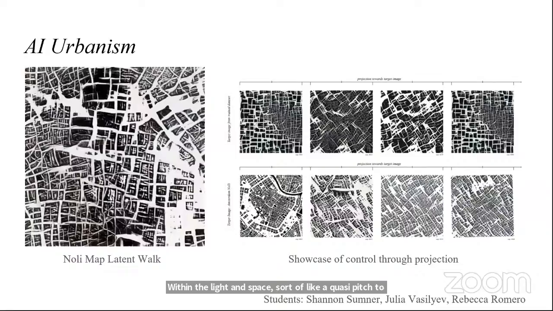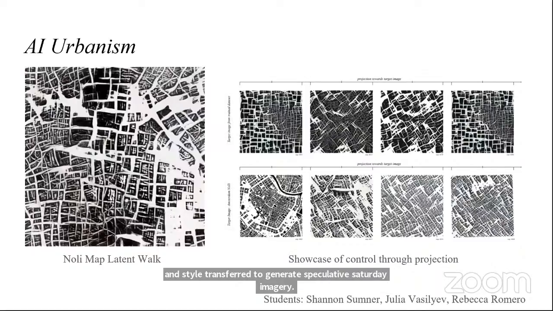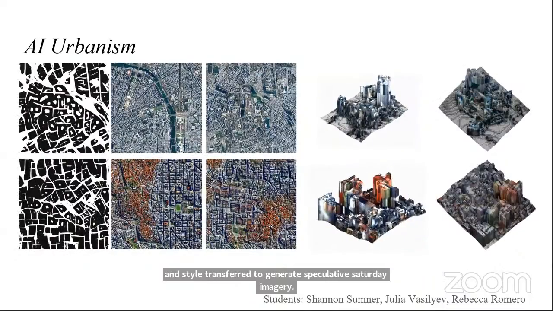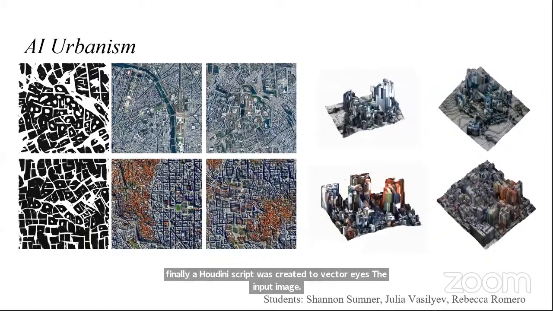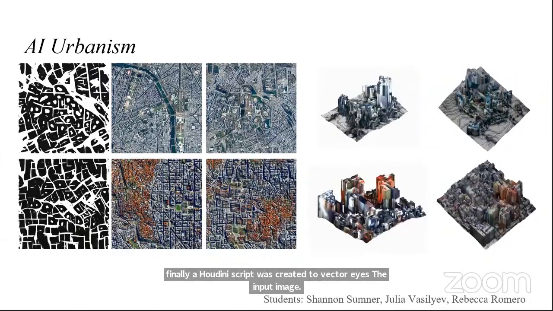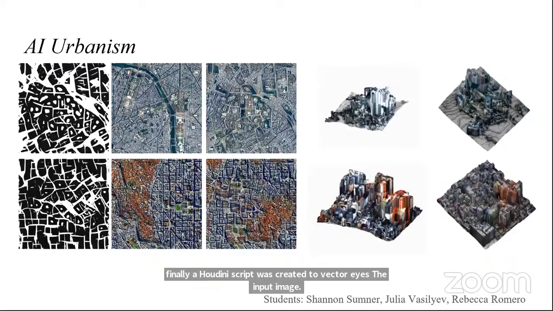And then the students experimented with both pix2pix and style transfer to generate speculative satellite imagery. The neural network is meant to generate a fake satellite view of the city with the input of the figure ground plan. Finally, a Houdini script was created to vectorize the input image and use the color vectors of the fake satellite image to three-dimensionalize the city. And you can see that on the turntables on the right.